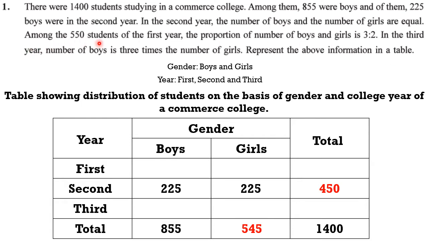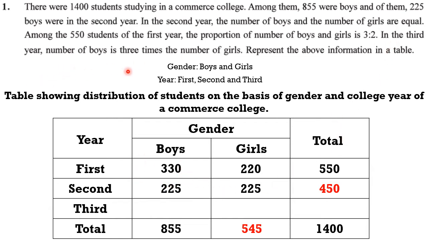Next, among 550 students of the first year, that means the first year has total 550 students. The proportion of boys and girls is 3:2. Now you must know how to calculate the proportion. So take your calculator, 550 multiplied by 3 upon 5 and 550 multiplied by 2 upon 5. You will get boys as 330 and girls as 220.